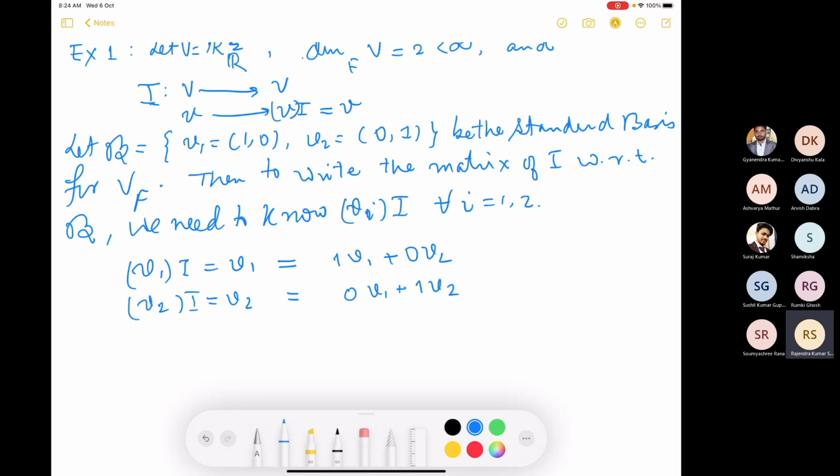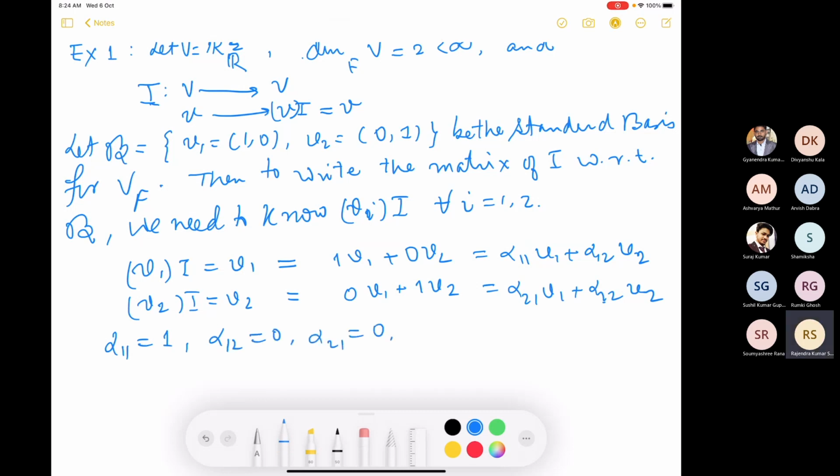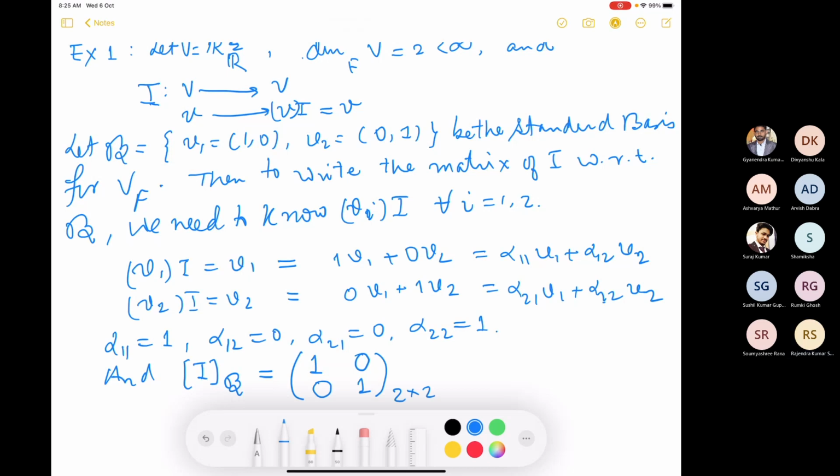So when you write this in the form alpha 1 1 V1 plus alpha 1 2 V2, alpha 2 1 V1 plus alpha 2 2 V2, what we see here is that alpha 1 1 is 1, alpha 1 2 is 0, alpha 2 1 is 0, alpha 2 2 is 1. And the matrix of this with respect to the basis B is 1, 0, 0, 1. This is 2 by 2, 2 rows, 2 columns, and the entries are 1, 0, 0, 1. Nice.